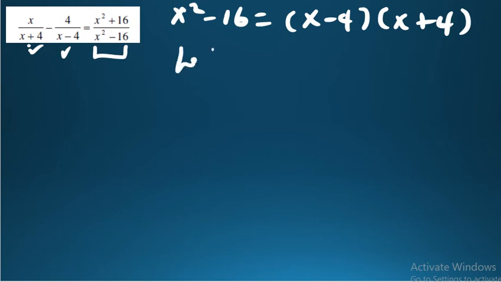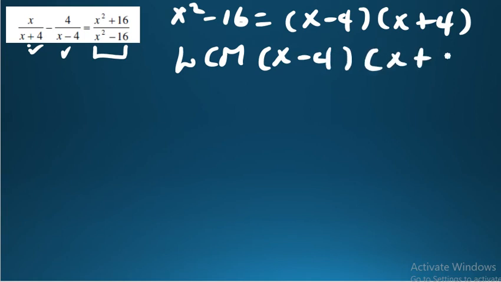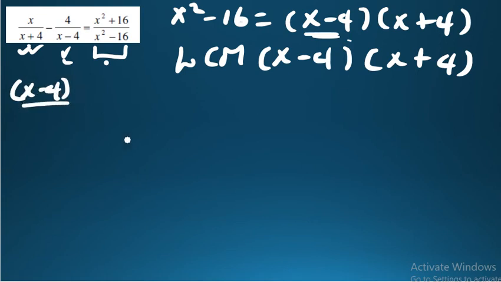The LCM will be x minus 4 and x plus 4. How come? X minus 4 doesn't exist in the first denominator, but it is found in the second and the third. So a factor which is found in any of the denominators will be taken. For example, if x minus 4 is found only in one of the denominators, it will be taken in case of LCM.